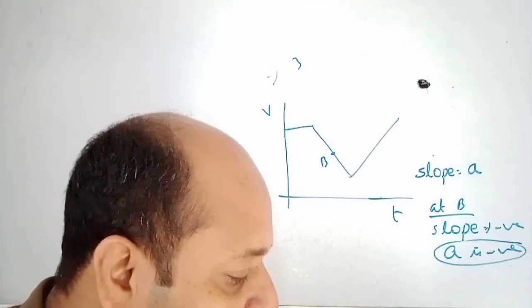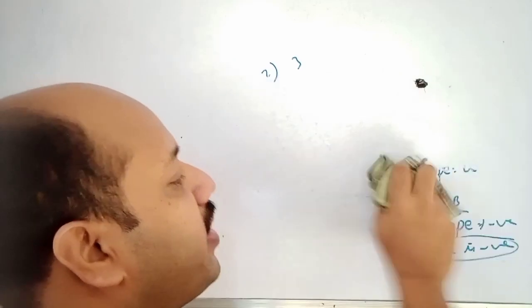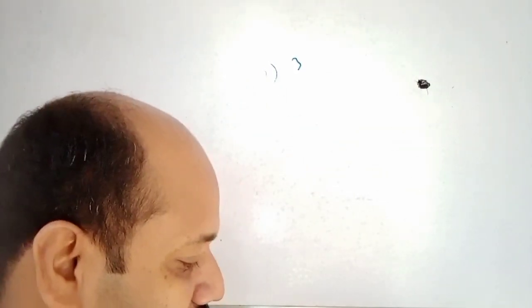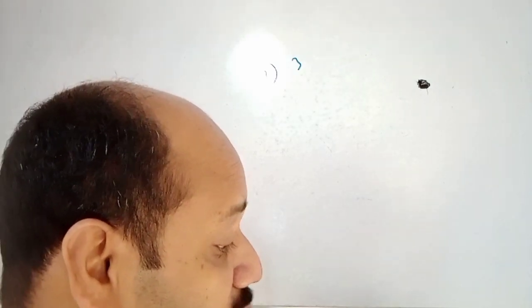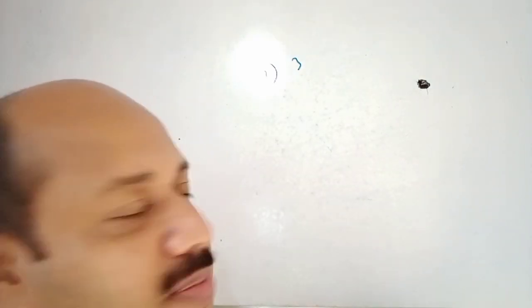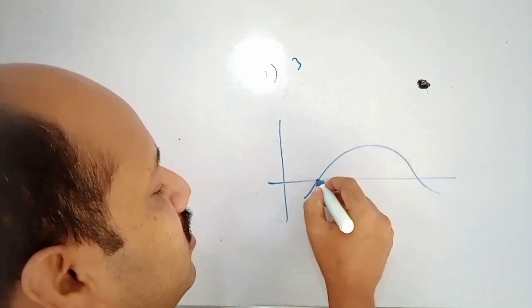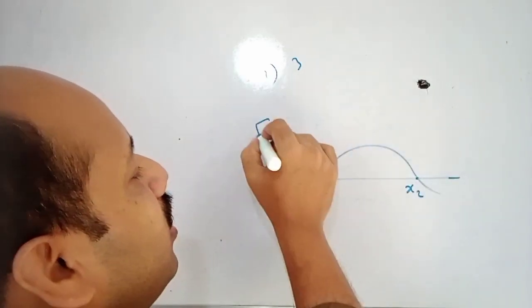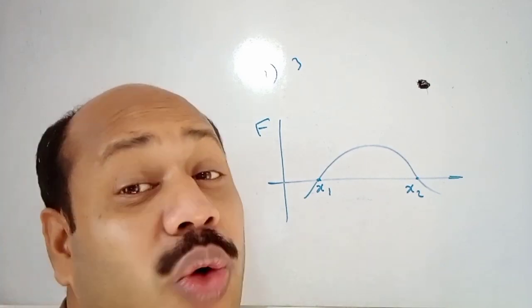Right? Third question. The force acting on a particle is given, a force versus x graph. We have to check at which position it will be in stable equilibrium, right? Look, it is given like this. Here the force is 0. Here the force is also 0, right? Therefore, both these points are equilibrium. x1 and x2 are in equilibrium.